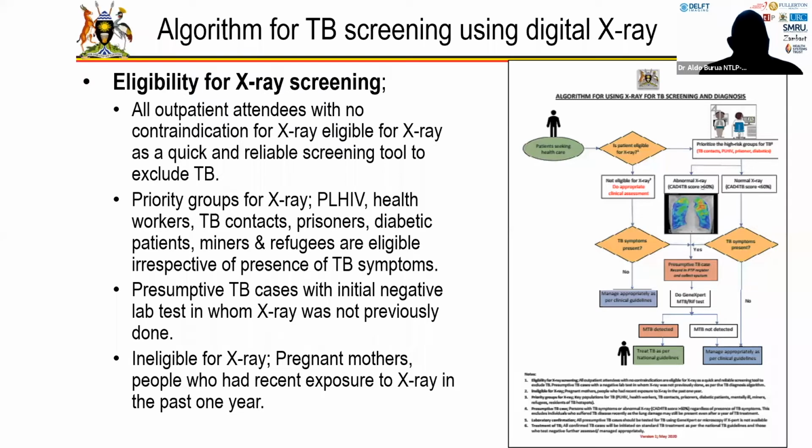Unless they have a compelling indication for an X-ray, those ones were excluded from accessing the service. So in our algorithm, anyone who meets the criteria of being eligible for X-ray, especially if it's a high priority group, or is a presumptive on symptom screen but had an initial negative lab test and qualifies for an X-ray, we consider the score threshold as 60%. So if the X-ray score is 60% or above, as given by the CAD4TB percentage score, those ones qualify as presumptive cases and are referred for a laboratory test.